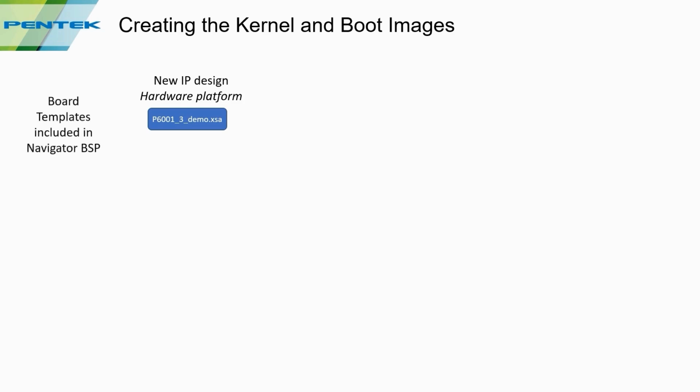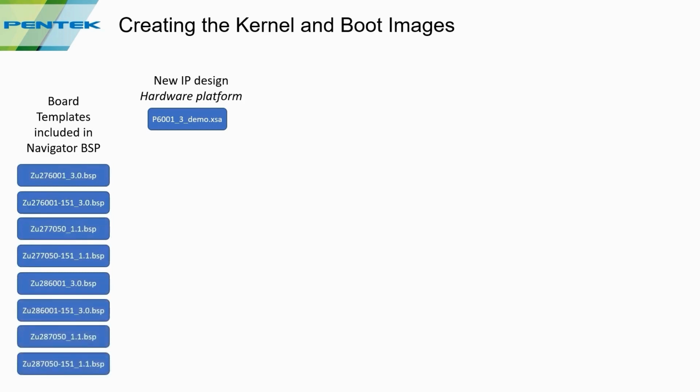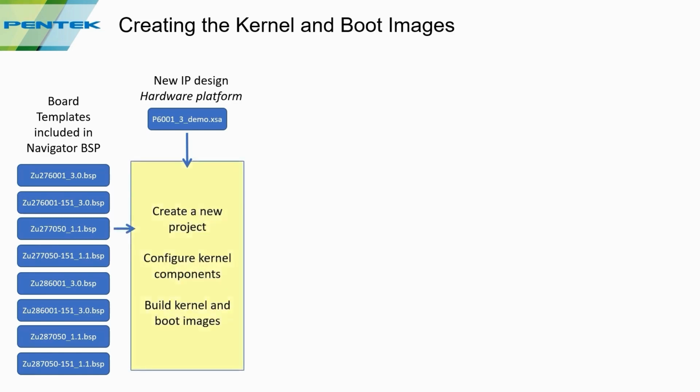So first we need to create the kernel and the boot images. Now we have this new IP design called P6001_3_demo XSA that came out of the Vivado tools. We also have included in the Pentec BSP templates for all the different hardware configurations. So bringing in the XSA file and bringing in the BSP specific to the board we're using, and I think I mentioned earlier that we're doing this on the Pentec 7050 with the ZU27. We're going to create the new project, configure the kernel components, and then build the kernel and the boot images.